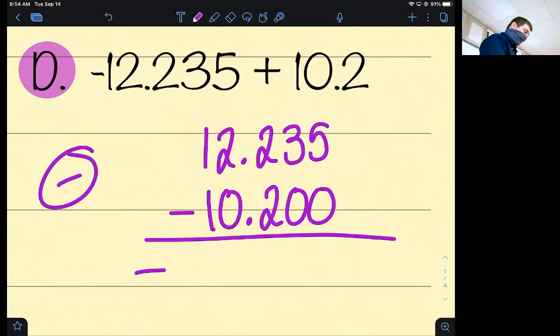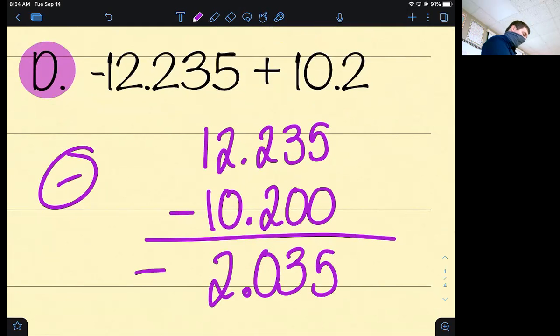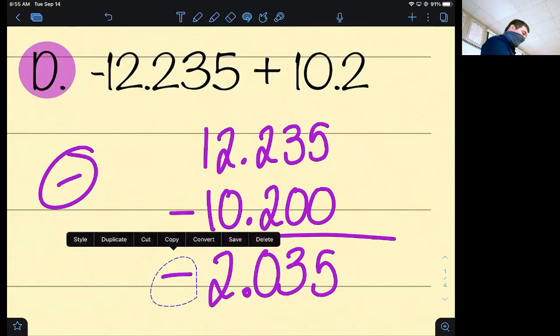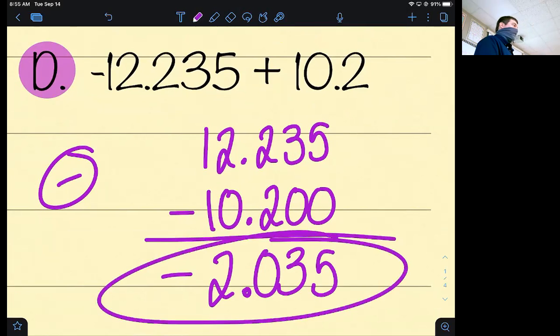5 minus 0. 3 minus 0. 2 minus 2. Drop down the decimal point. 2 minus 0, and 1 minus 1. So with this negative right over here, it's now negative 2.035. Or if you want to get fancy about it, negative 2 and 35 thousandths. How do you feel about adding and subtracting decimals? Using our integer rules is pretty easy there, right?